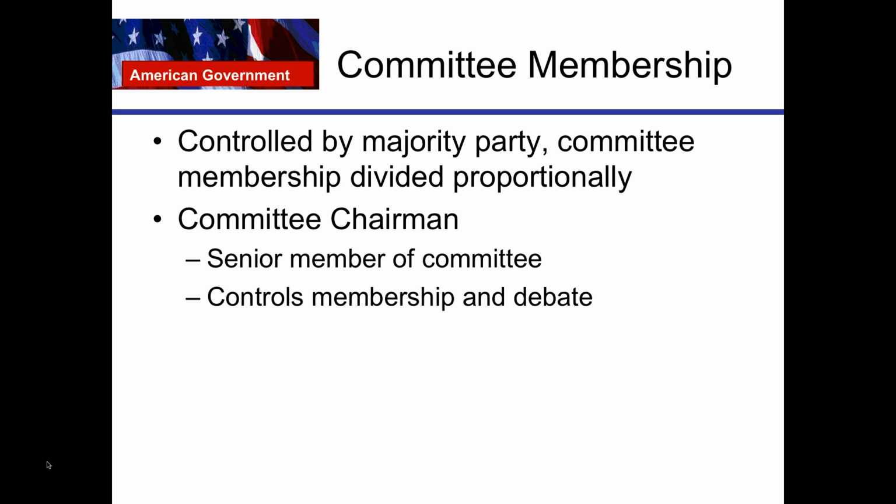The committee chairman is generally going to be a member of the majority party, and they are the most powerful person on that committee. Oftentimes, they're the senior member of the committee. They control membership as well as debate. And we'll be watching some interesting committee hearings a little later on in class.